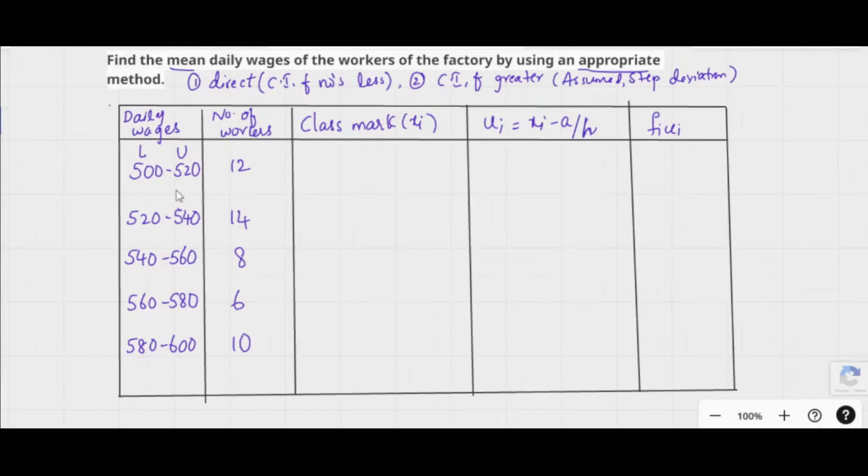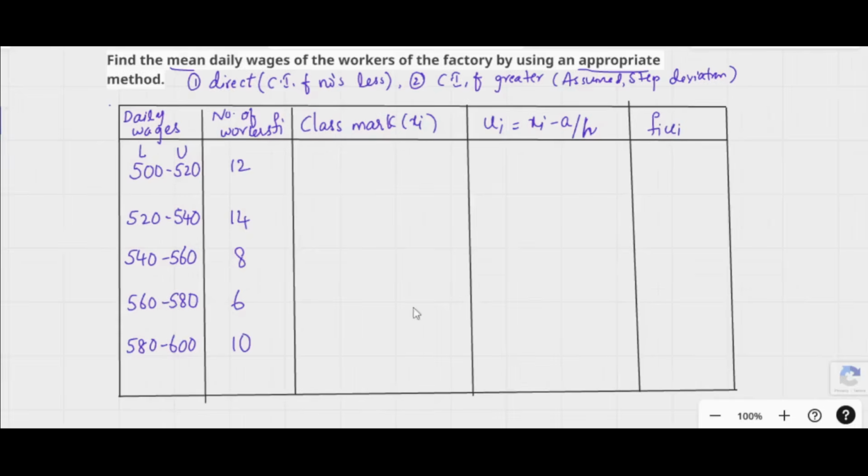Here, if I see, these are bigger numbers. 500, 520 is really big. So I don't want to go with the direct method. I want to go with the assumed mean or step deviation, so I have chosen the step deviation method. You all know the formula for the step deviation method. Here we need xi and fi, and we need ui. Ui means xi minus a by h, and finally we need the product of fi and ui. Done.